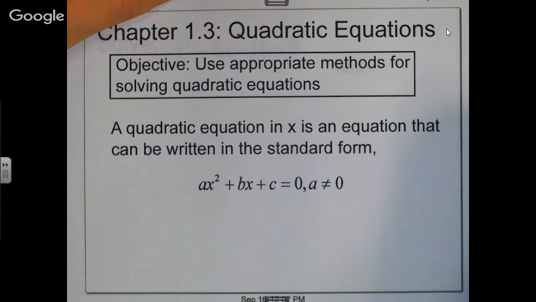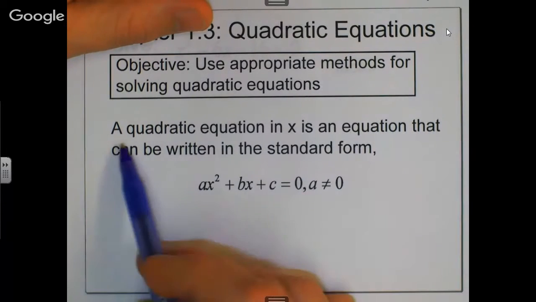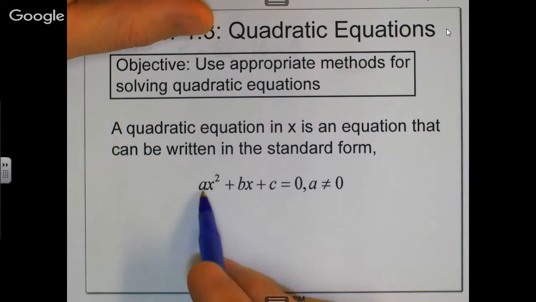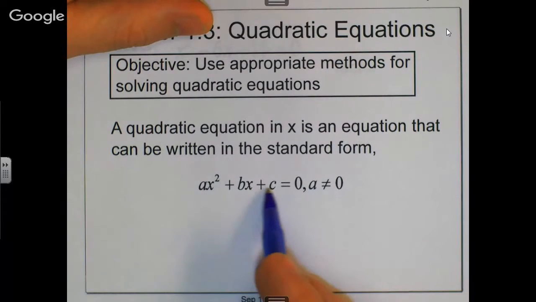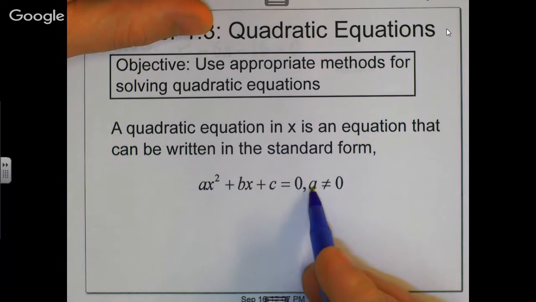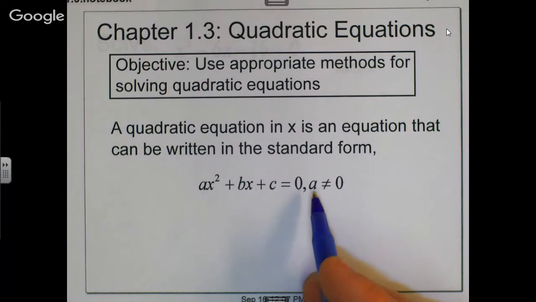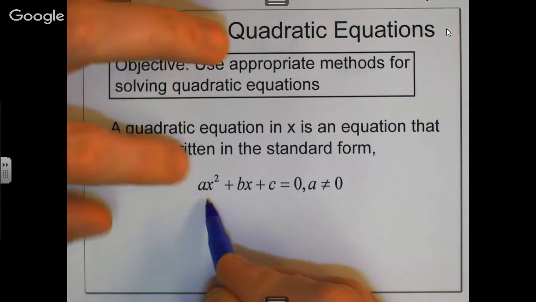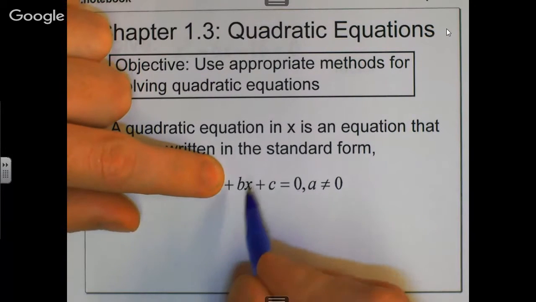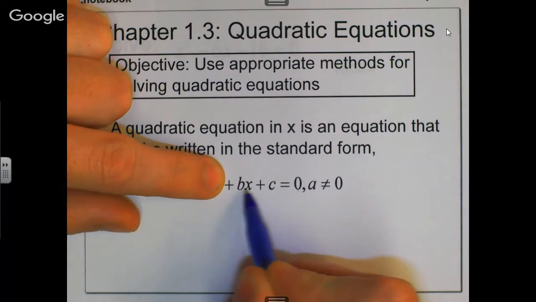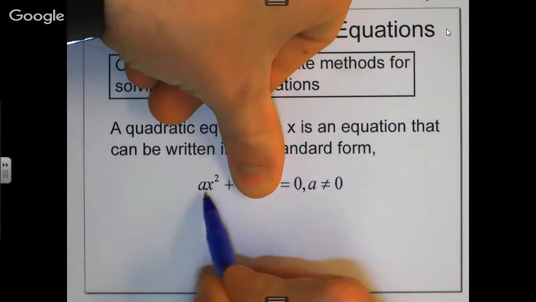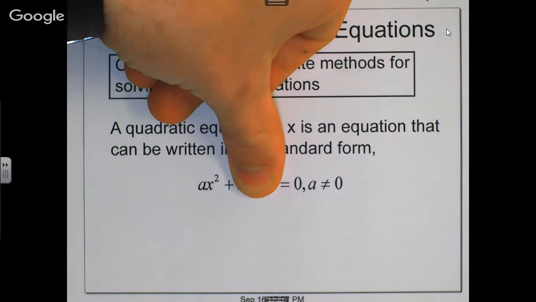So a quadratic equation in x is an equation that can be written in standard form: ax squared plus bx plus c equals 0. And a cannot be 0. What that tells me is that this coefficient cannot be 0. If it is 0, this term goes away, and I'm just left with these two, which is just a linear equation.